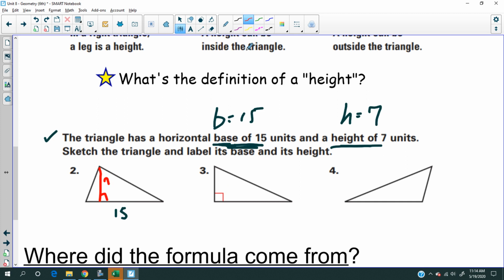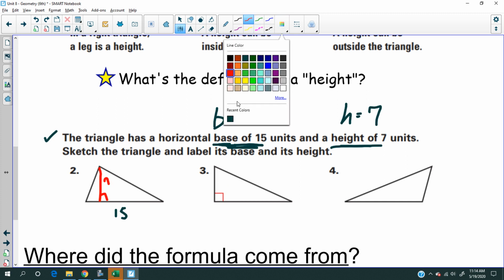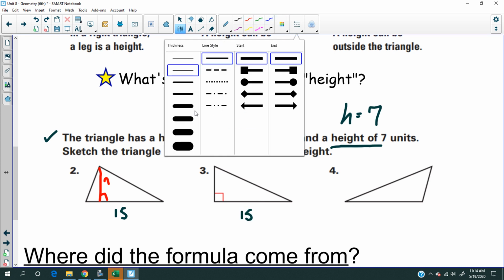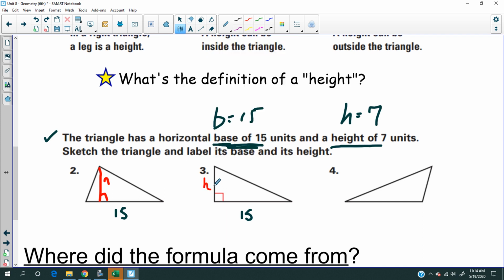All right. What about this one? Base is 15. Where would the height come from? Yep, right here. So this is the height. Why? Because this is the right angle, right? This wouldn't be, like, the third side wouldn't be the height, right?